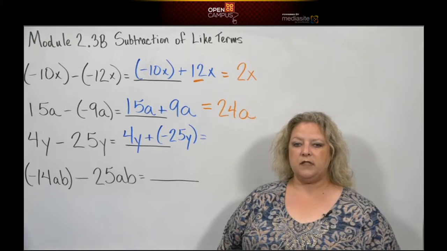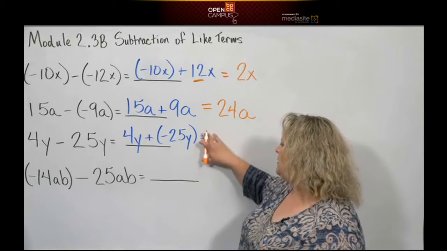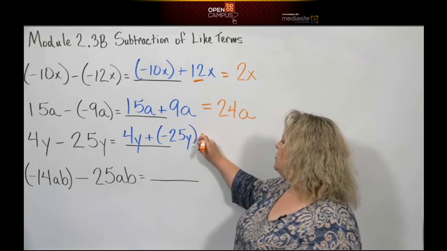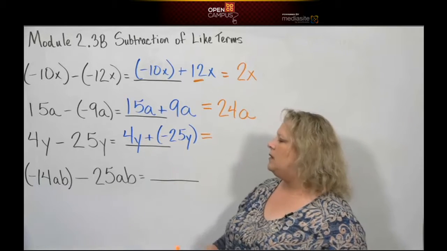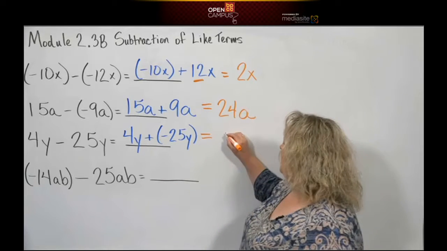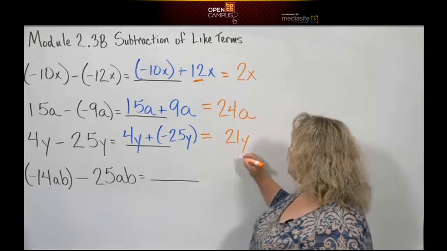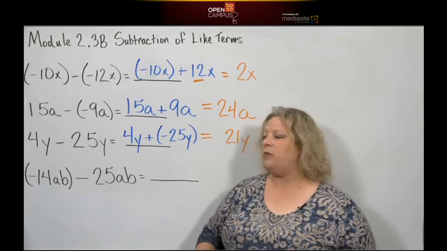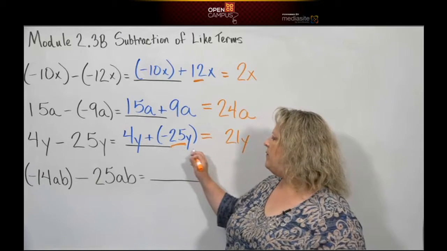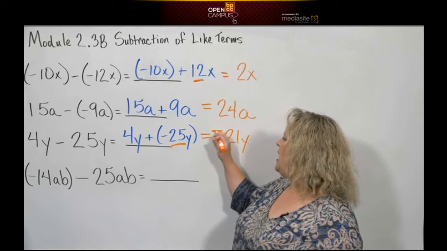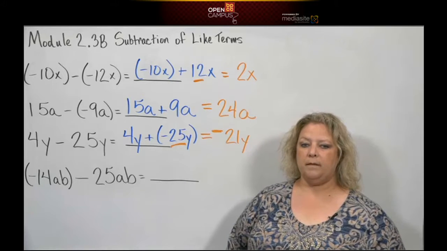The signs are different, so what am I going to do? Subtract and take the sign of the bigger number. What is 25 take away 4? It's 21. So I have 21. The y comes over into your answer. And then you have to take the sign of the bigger number. In this case, 25 is bigger, so my answer is going to be a negative 21y.